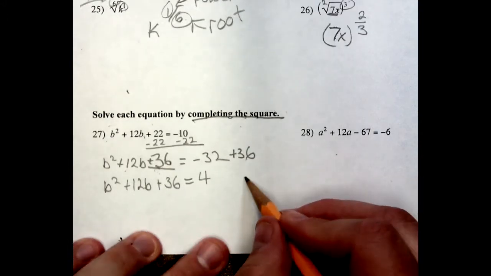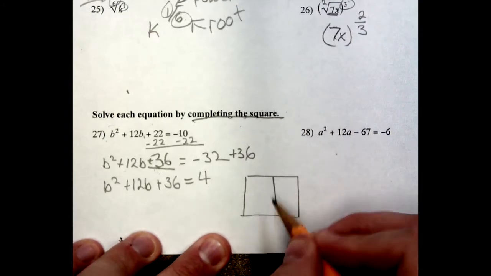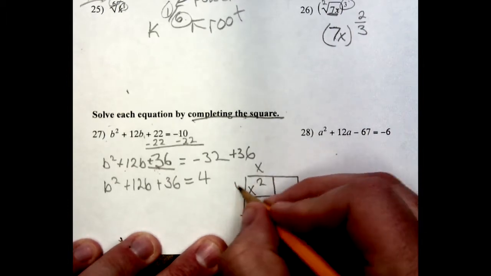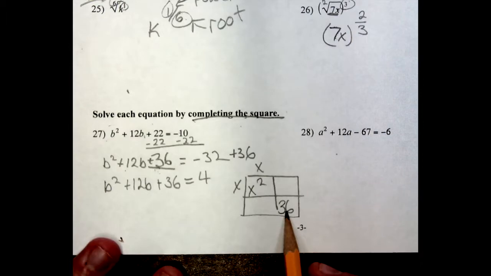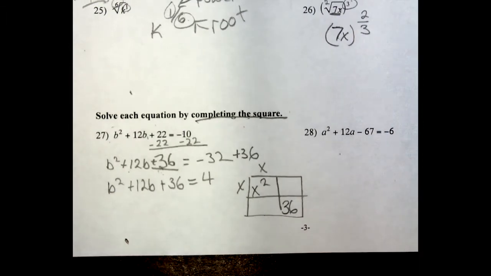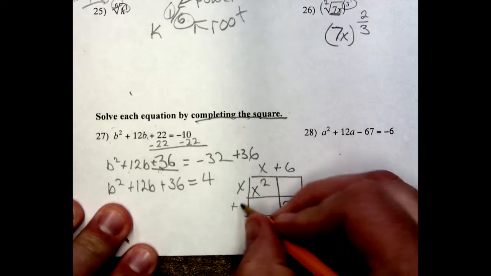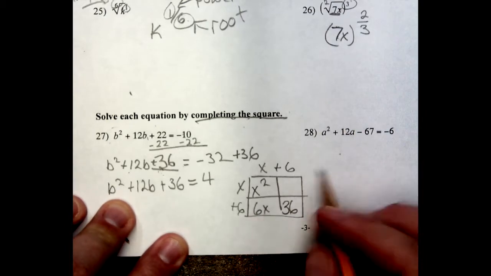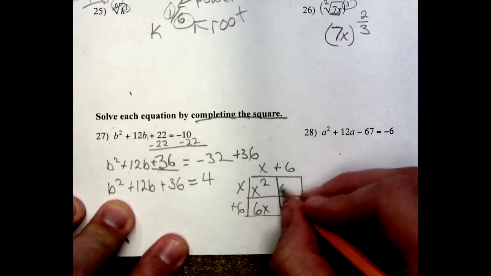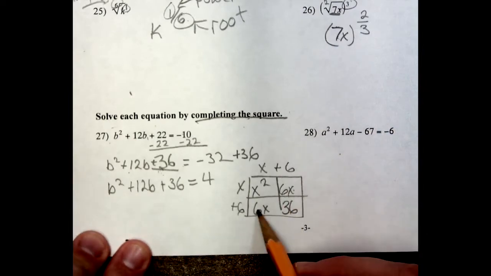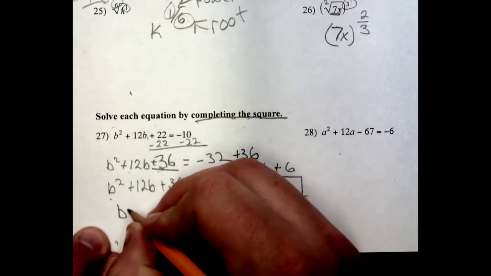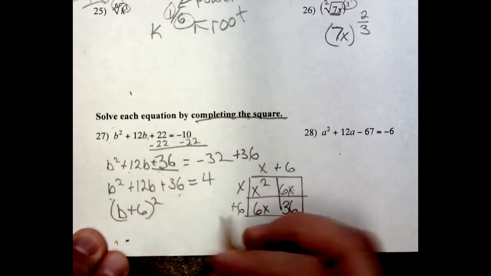Now I'm only going to do this once, but I'm going to show you a little something. If I say x squared and 36 here, that means I've got x times x. How do I get 36? 6, right? So over here I'm going to have a plus 6, and over here I'm going to have a plus 6. Now what happens when I multiply 6 times x? 6x. What happens when I multiply this 6 times this x? What's 6x plus 6x? 2 6x's. Hey, isn't this right here the same as b plus 6 squared?